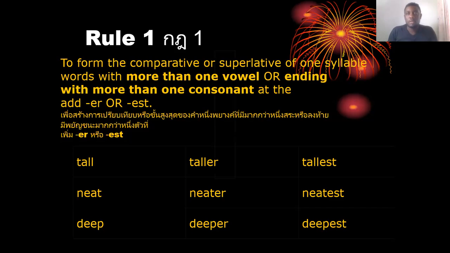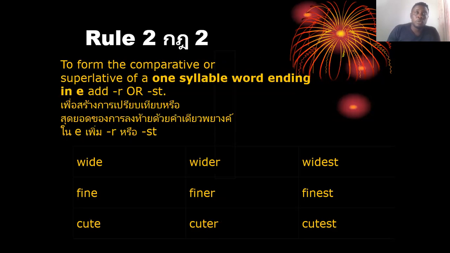Just one syllable, one sound. Tall. This one is about one sound. Tall. And it also has one or more than one vowel. So neat, one sound. Neater, neatest. Deep, one sound. Deep, deeper, deepest. Okay? So let's go to rule number 2.